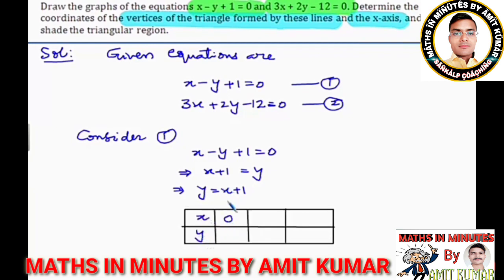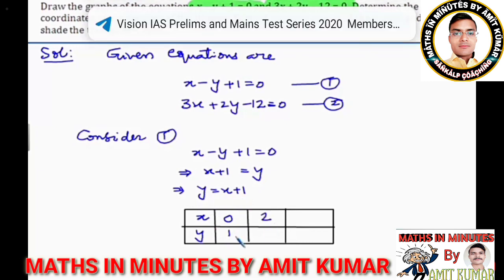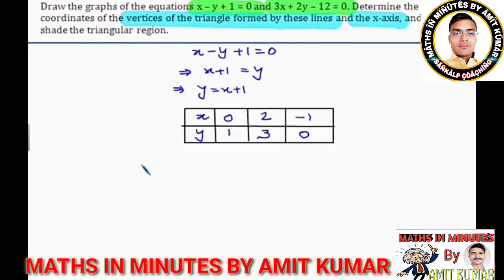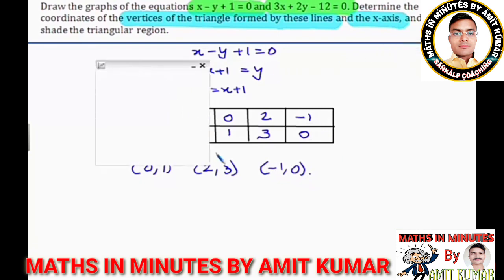We'll put the value of x is equal to 0, then we'll get y is equal to 0 plus 1, which is 1. Now we are putting x is equal to 2 and we will get y is equal to 2 plus 1, which is 3. We are putting x is equal to minus 1 and we will get minus 1 plus 1, which is 0. We have the coordinates 0 comma 1, 2 comma 3 and minus 1 comma 0. Now let's plot these coordinates on the graph paper, and here is the graph.